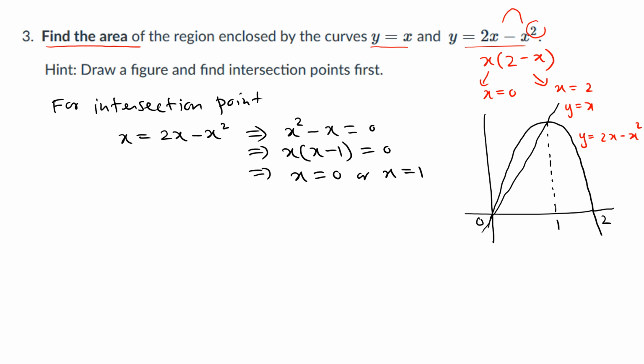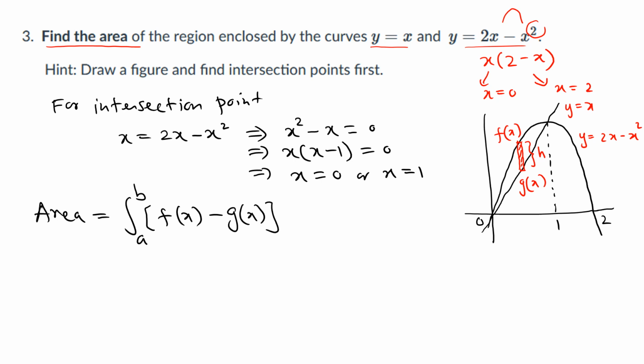Now we're going to use the formula. What we normally do is look at the typical rectangle. That's the height. If you call the top function f and the bottom function g, that's the customary way to do it. The height means the difference between the two. So we know the area formula: the area is the integral over the limits of the top function minus the bottom function. We do that just to get a positive answer, so we always write the top function first and then the bottom function.